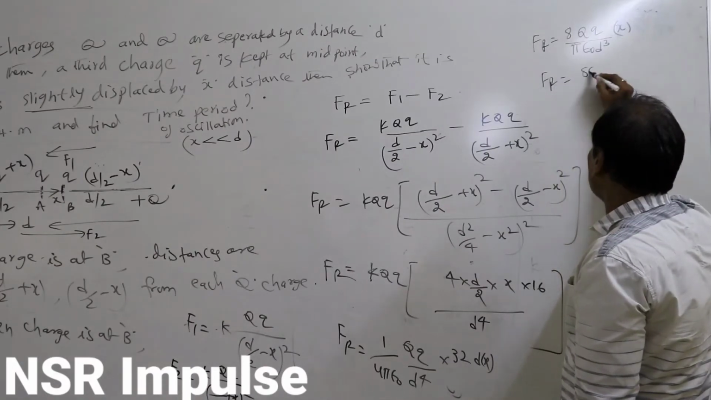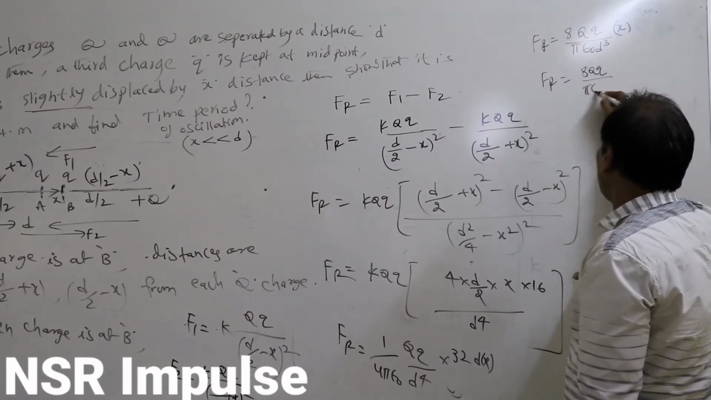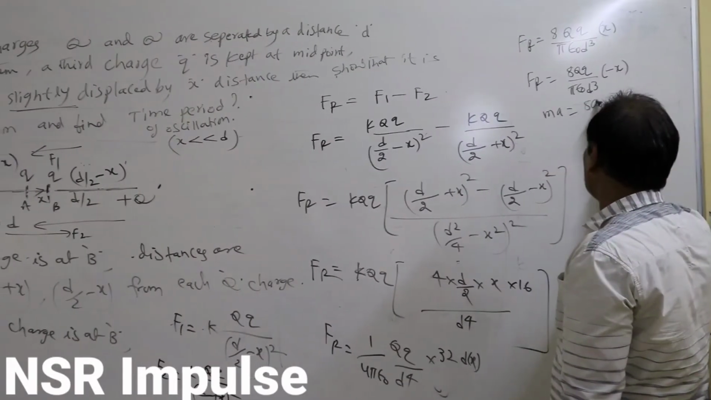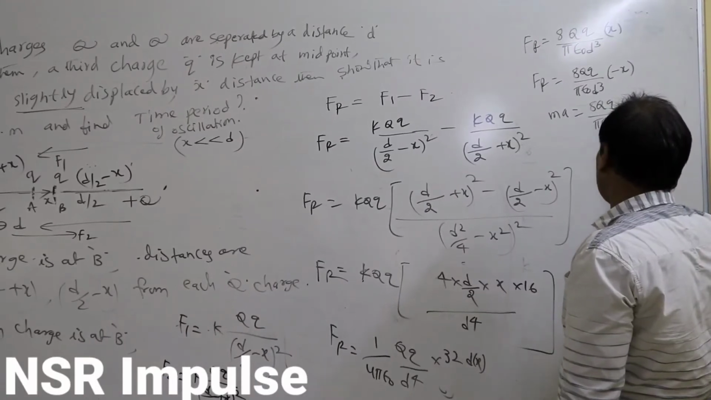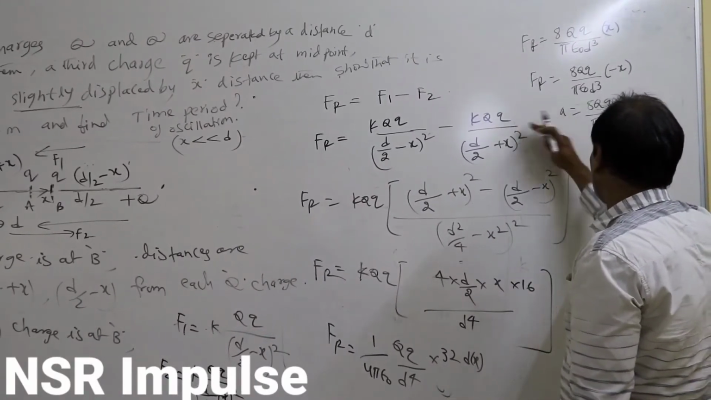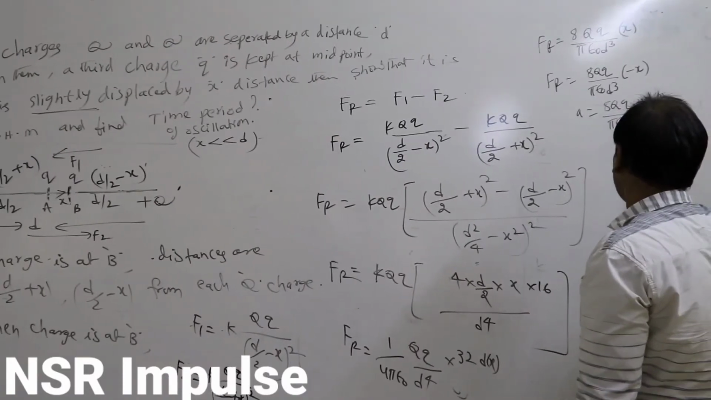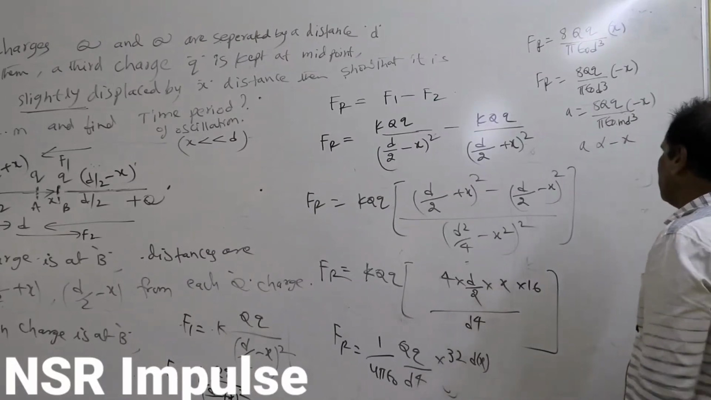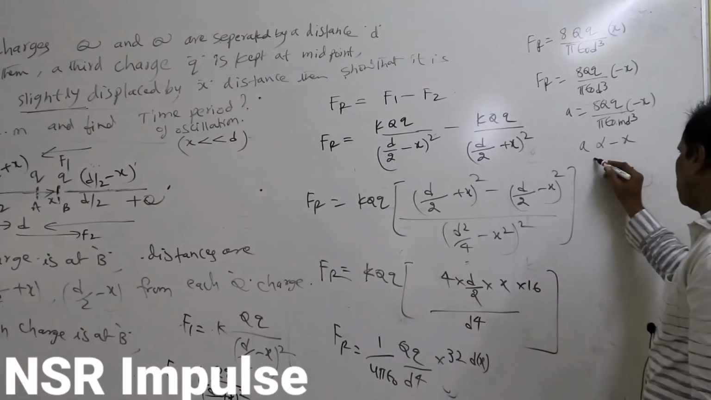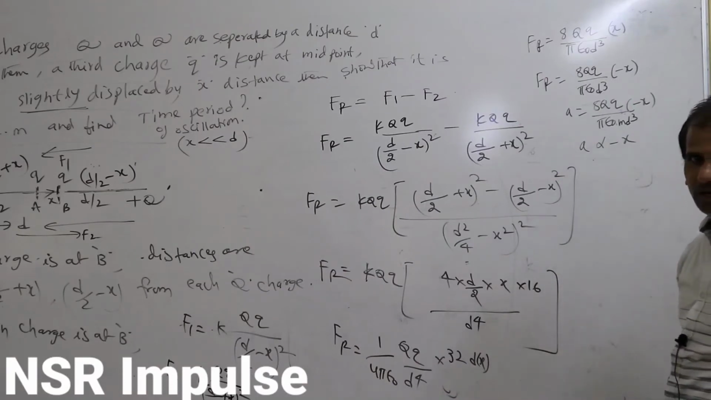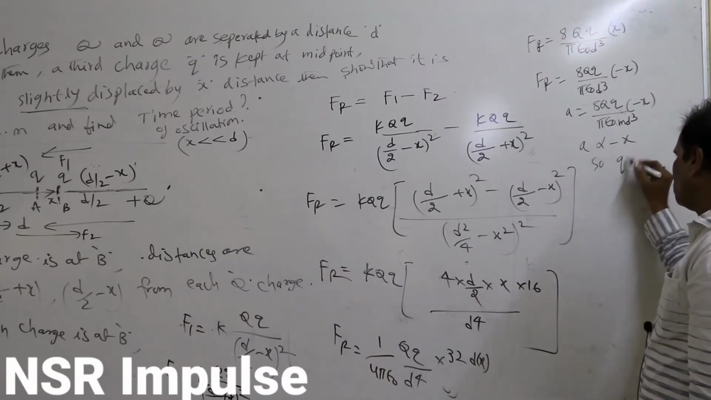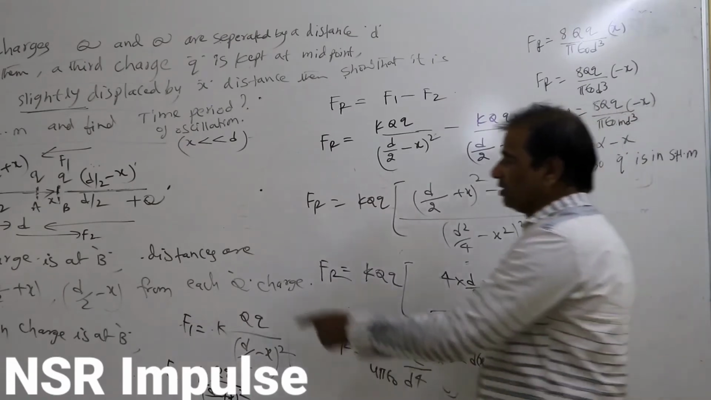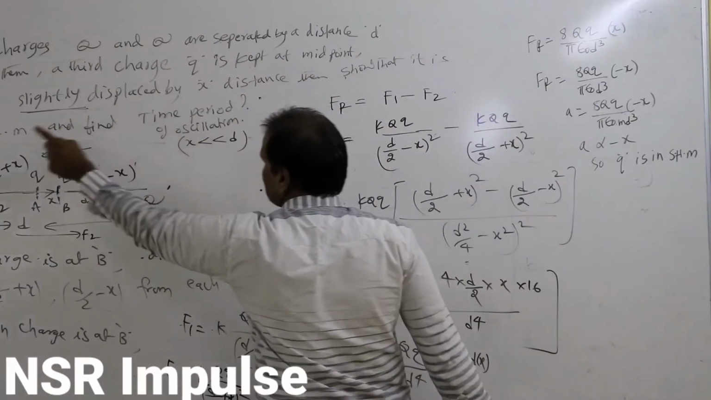So resultant force is minus 8 Q q by pi epsilon naught d cube into x. So m a is equal to minus 8 Q q by pi epsilon naught d cube into x. You can bring m to this side. So acceleration is proportional to displacement, but in the opposite direction. It is the condition of which motion? Simple harmonic motion. So charge q is in SHM. We proved that to show that it is in SHM.